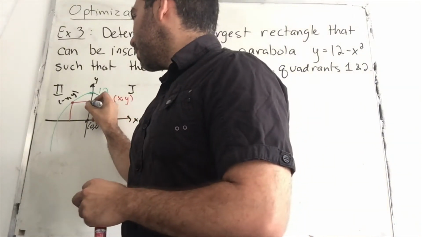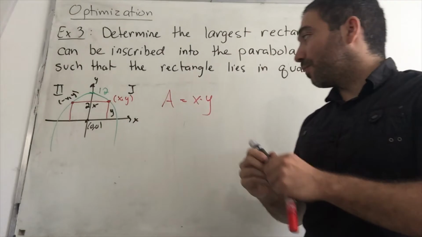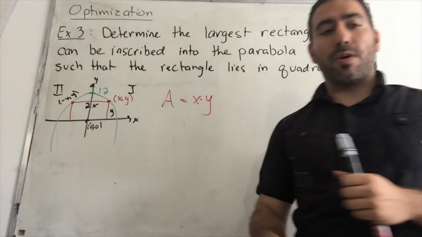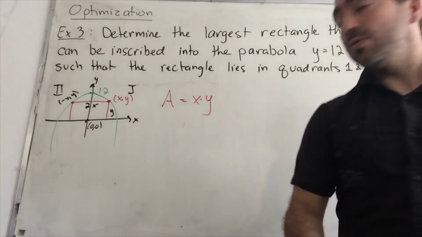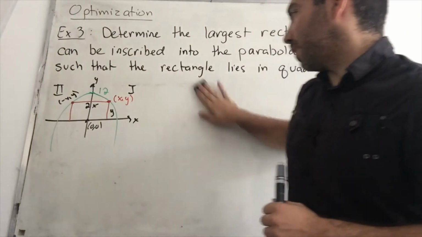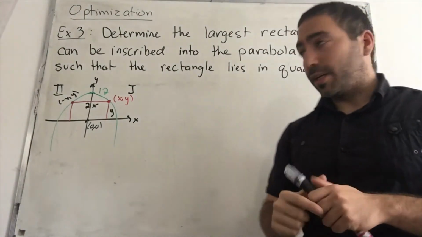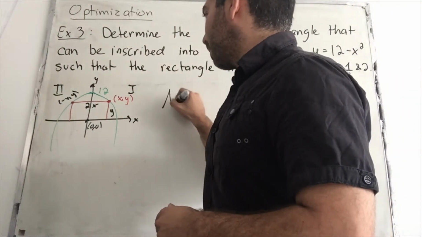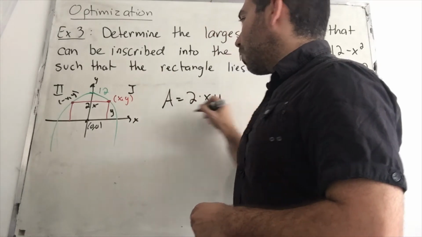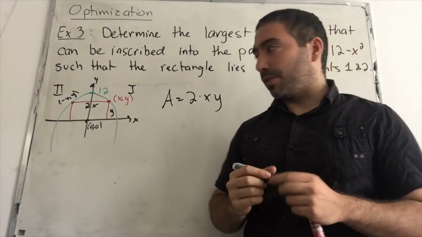So this is 2x, meaning that the formula that we're using here is not A equals x times y, it's actually A equals 2x times y. Okay, so very tricky. Make sure you don't fall for these. So always draw a diagram. I'm telling you it's going to help.